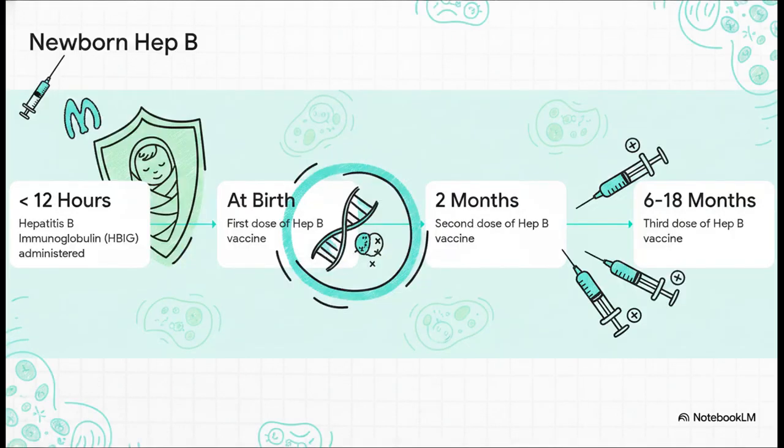Because hepatitis B can be passed through the heavy exchange of bodily fluids during delivery, hospitals have an incredibly rigid defense protocol. If a mother is positive for hepatitis B, we can actually protect the newborn from lifelong liver damage. We do this by administering hepatitis B immunoglobulin within a strict 12-hour window after birth. That provides immediate passive immunity. And then this is followed seamlessly by a structured multi-dose vaccination series starting right at birth.